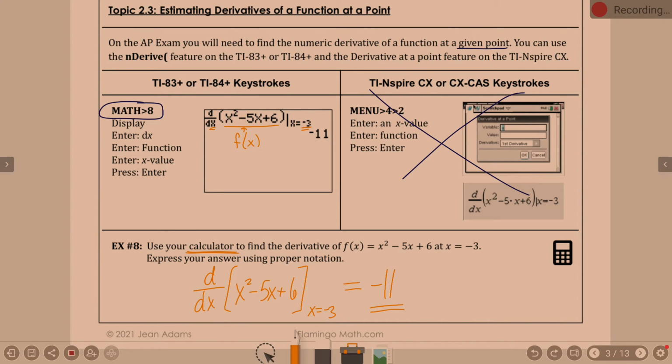Now, I know it doesn't make any sense yet, and I think it's coming up pretty soon here. But the derivative of x squared minus 5x plus 6 is 2x minus 5. And so what we just did is we took that and plugged negative 3 in. So 2 times negative 3 minus 5. Well, guess what? That's negative 6 minus 5, which is negative 11.